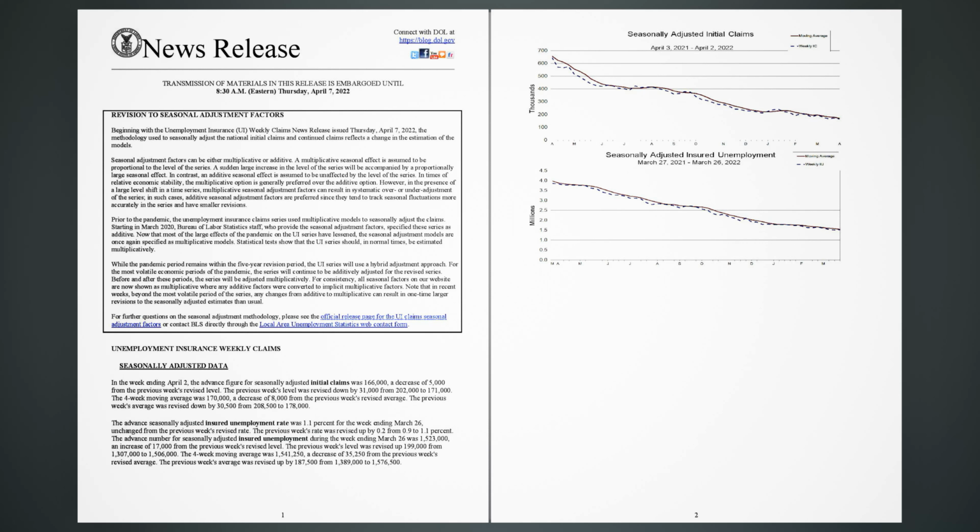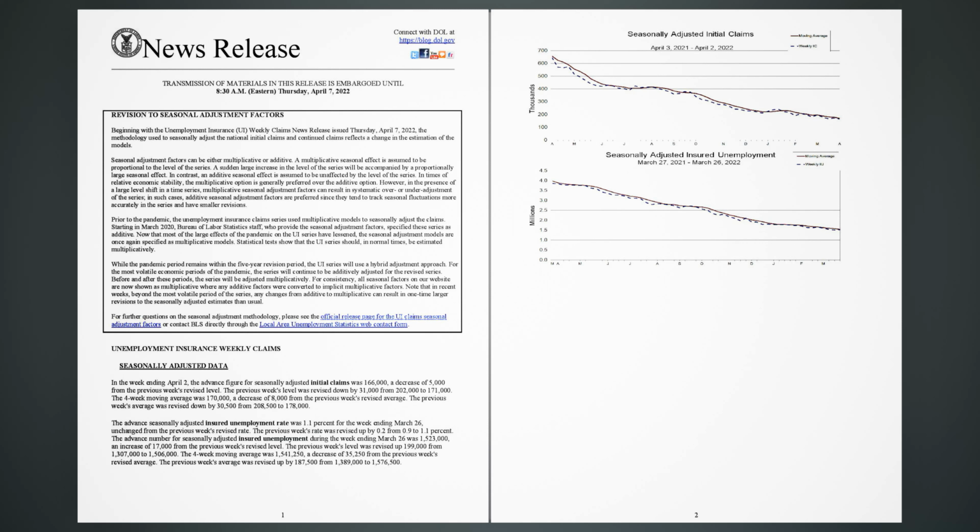Prior to the pandemic, the Unemployment Insurance Claim Series used multiplicative models to seasonally adjust the claims. Starting in March 2020, Bureau of Labor Statistics staff, who provide the seasonal adjustment factors, specified these series as additive. Now that most of the large effects of the pandemic on the UI series have lessened, the seasonal adjustment models are once again specified as multiplicative models. Statistical tests show that the UI series should, in normal times, be estimated multiplicatively.